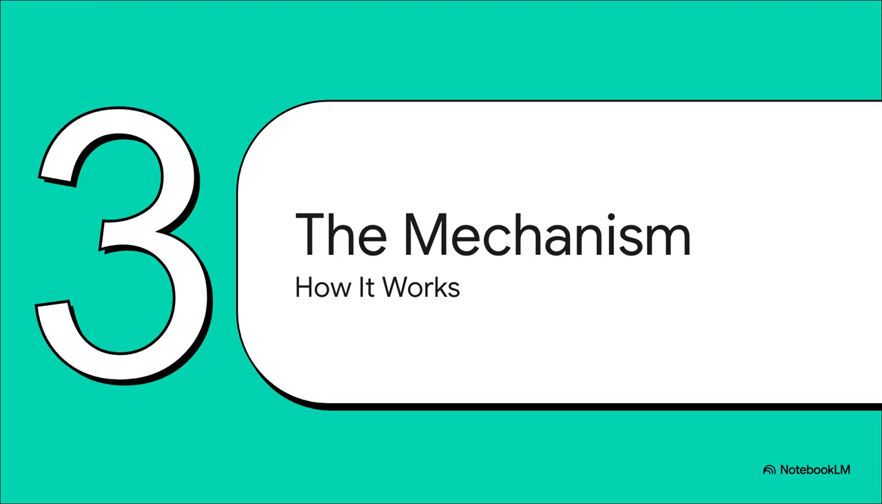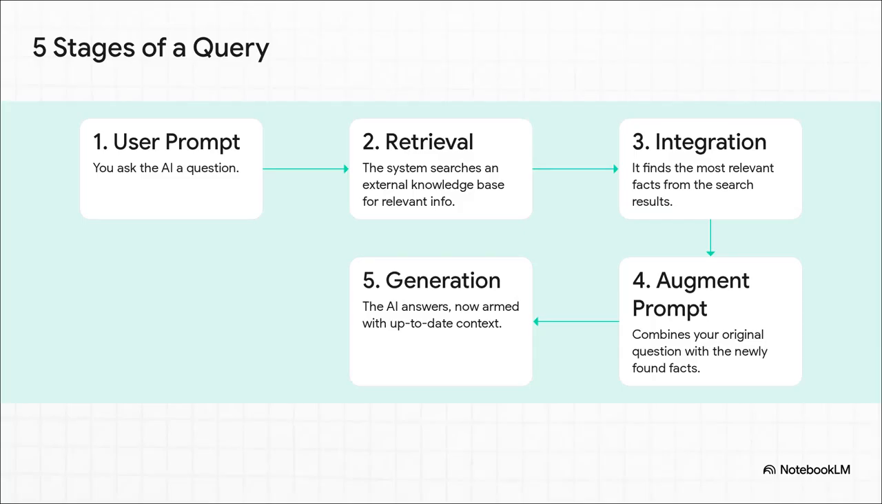Okay, so how does this whole open book testing actually work? Like, what's happening in that split second between you asking a question and the AI giving you that much smarter answer? Let's pop the hood and take a look. It's basically a 5-step dance that happens in a flash. First, you ask your question. Step 2. The system zips over to a connected knowledge base, say your company's database, and retrieves relevant info.